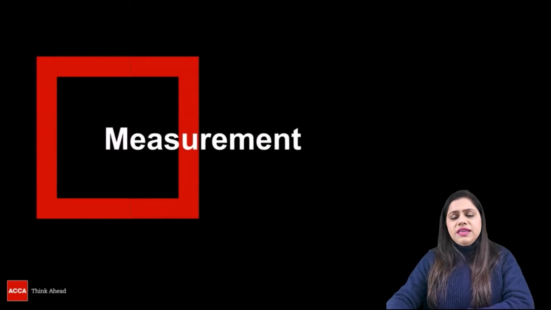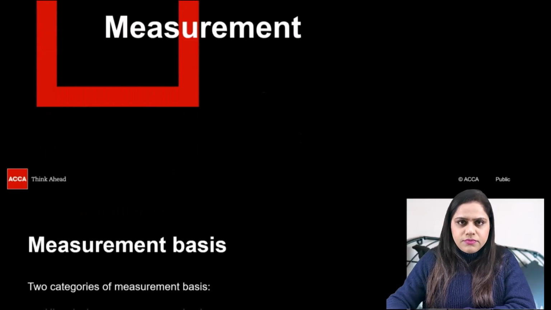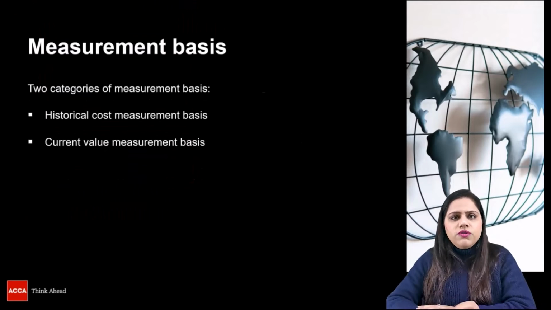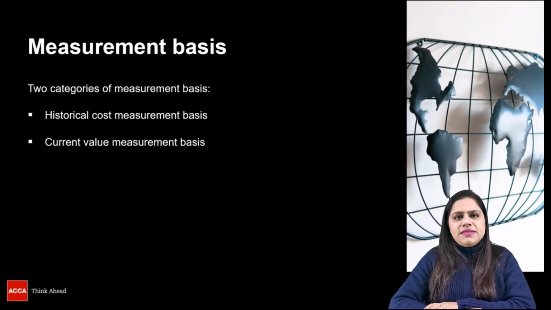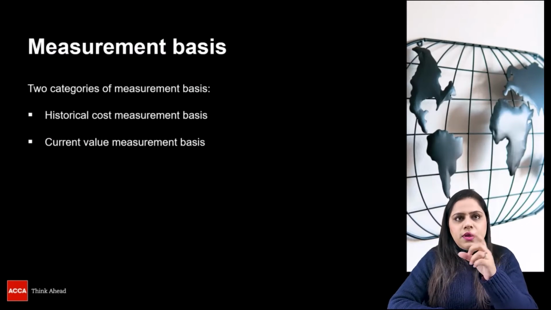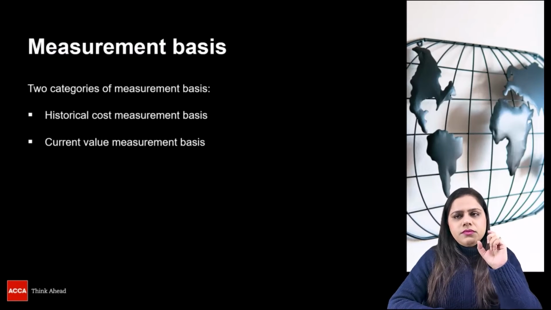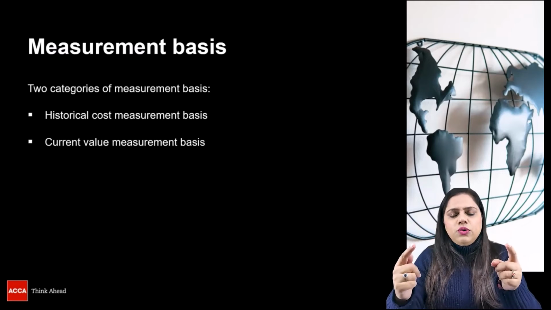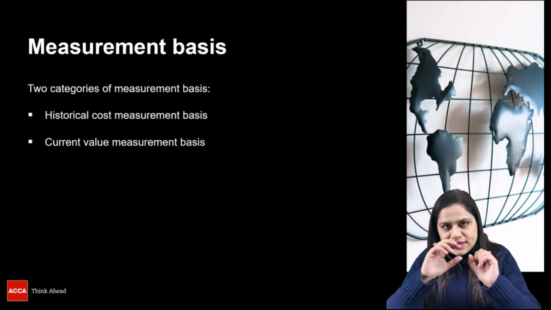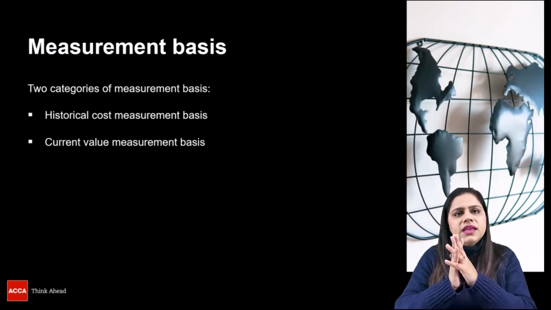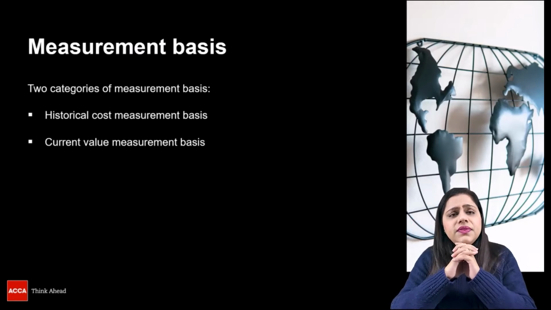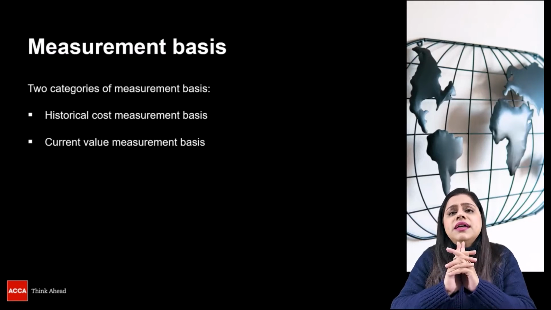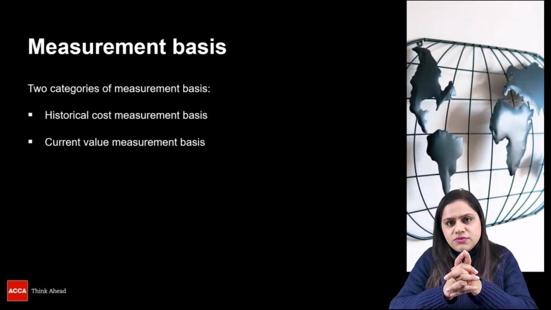Now we come to the measurement part. To give you a quick overview, when you talk about the measurement basis, one thing is for sure, the word measure. What does that mean? We are trying to calculate the value. We are trying to put the value on something. Now, in this case also, there are two categories in which the measurement of elements of accounting can be done.